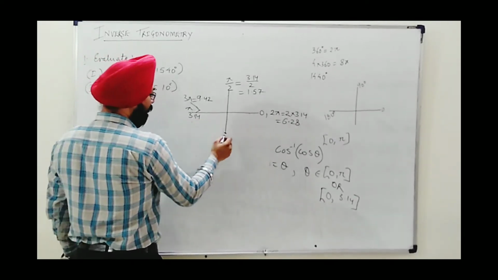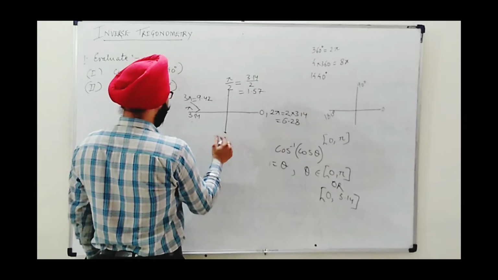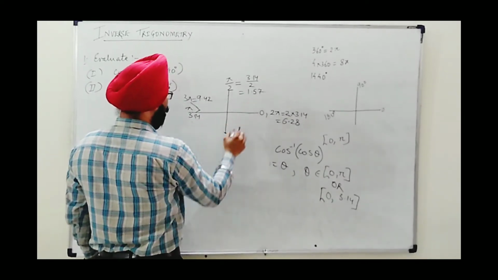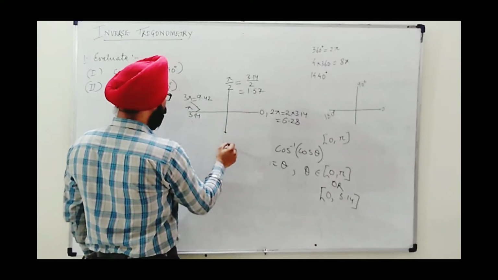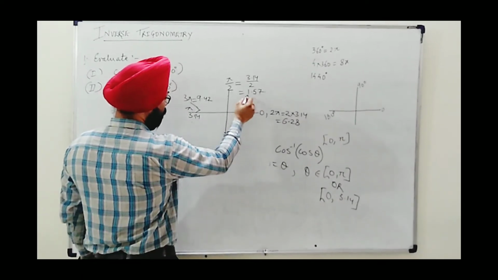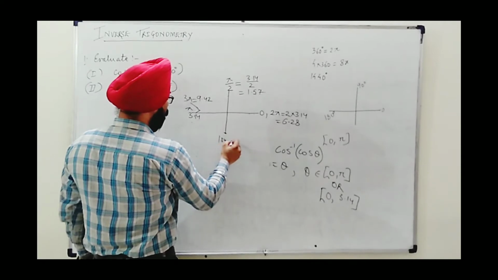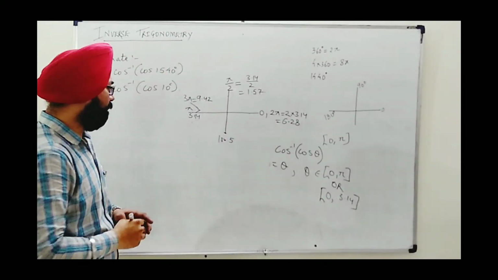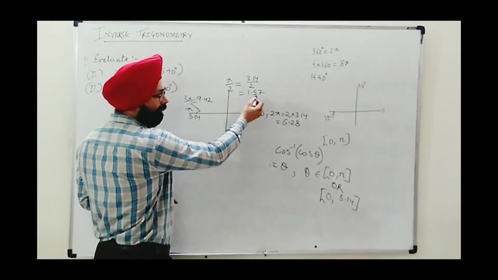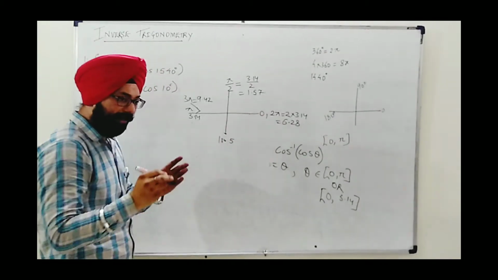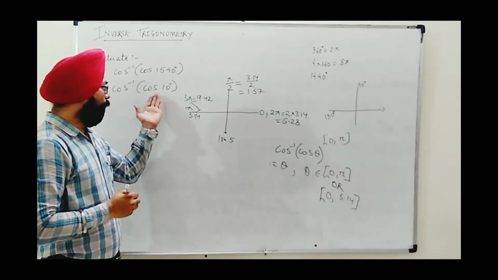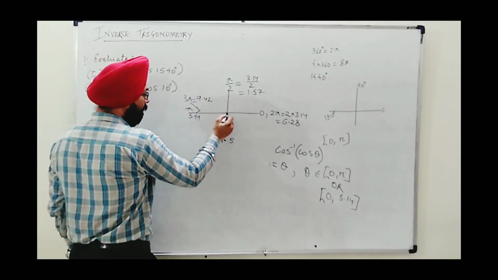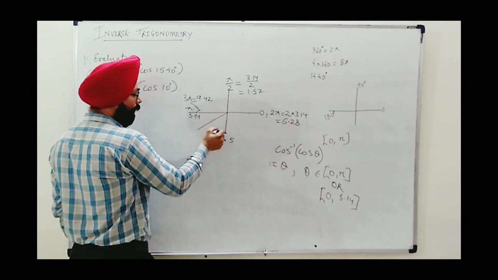this will be 7 pi by 2, means 7 into 1.57. So this will be around 10.5. Okay, so value around 10.5, if you multiply 7 by 1.57. My intention is to locate 10.